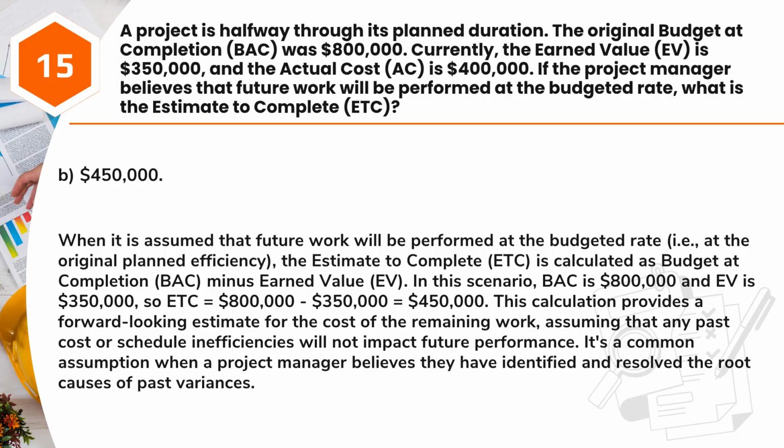$450,000. When it is assumed that future work will be performed at the budgeted rate, i.e., at the original planned efficiency, the estimate to complete, ETC, is calculated as budget at completion, BAC, minus earned value, EV. In this scenario, BAC is $800,000 and EV is $350,000, so ETC equals $800,000 minus $350,000 equals $450,000.